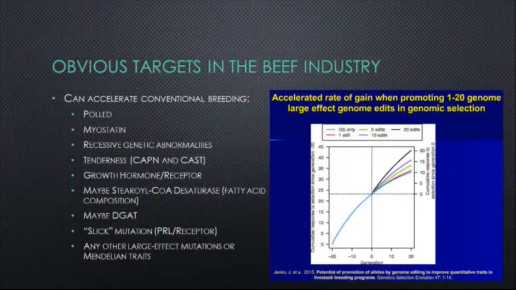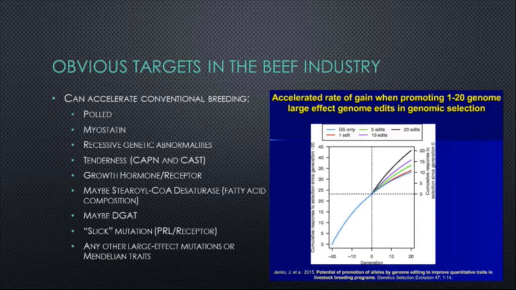We also might be able to target some traits that have mutations that we know of that have large effects. So things like tenderness with calpain and calpastatin, or growth hormone or its receptor. Potentially something like DGAT, which affects milk fat and milk yield in dairy cattle. The SLICK mutation, which is a mutation in the prolactin receptor, I believe, that makes cattle shed their hair off. They don't get the really big woolly hairy coat.